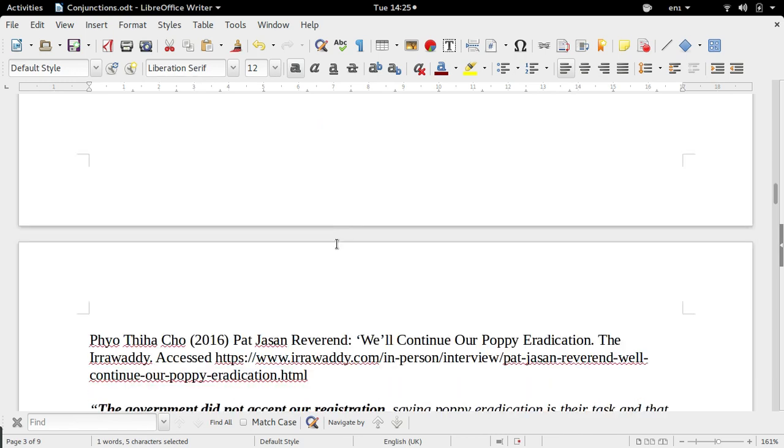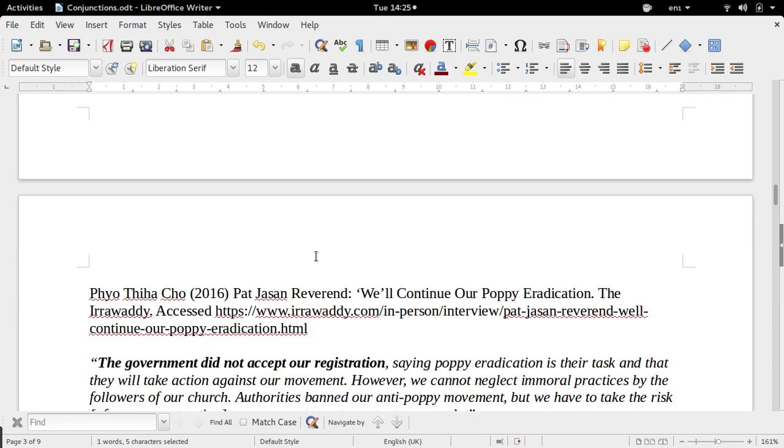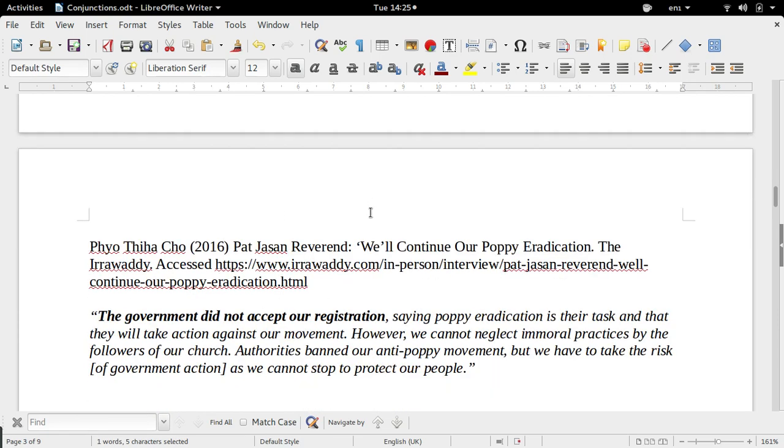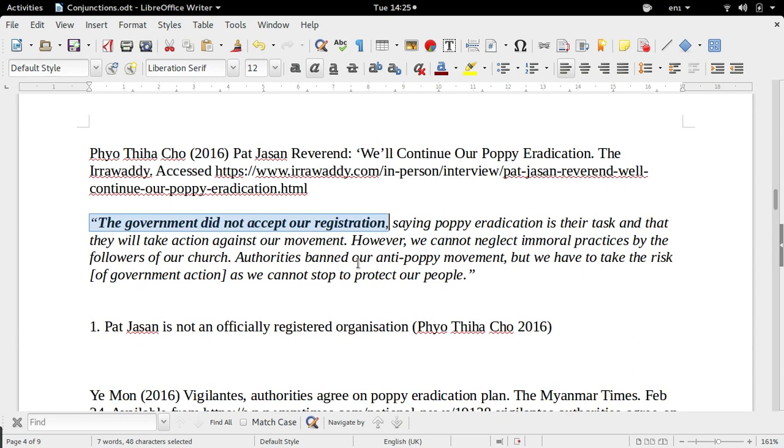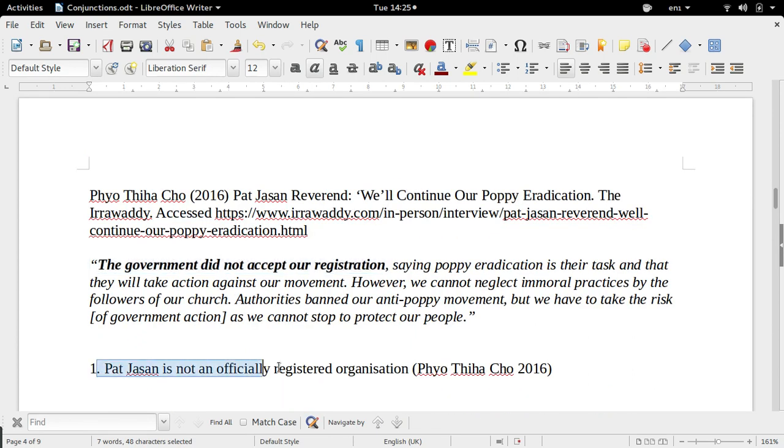Okay. So next, I read this article in the Irrawaddy by Pyo Cho, who wrote the article, and he did an interview with a reverend. And I found this information. He said, the person speaking about Patjasan, he said the government did not accept our registration. So what I know there is I know that Patjasan is not an officially registered organisation. And remember, I've got my citation there because that's the person who wrote the article. So we know it's not an officially registered organisation with the government.